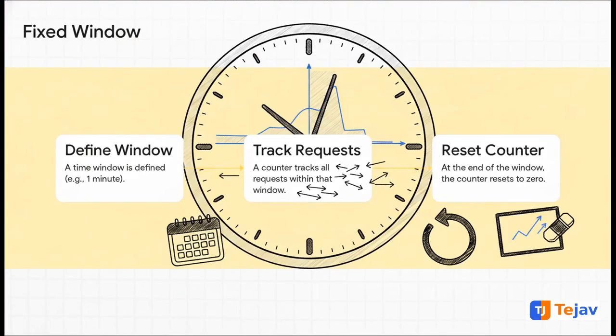Okay, let's start with the most basic one, fixed window. It's super simple. Imagine you have a rule, say 100 requests per minute. The system just starts a 1-minute timer and counts every request that comes in. As soon as that minute is up, bam, the counter resets to 0 and we start all over again. Sounds pretty straightforward, right? Well, there's a catch.